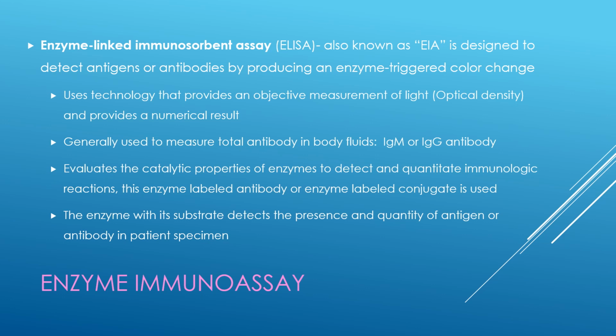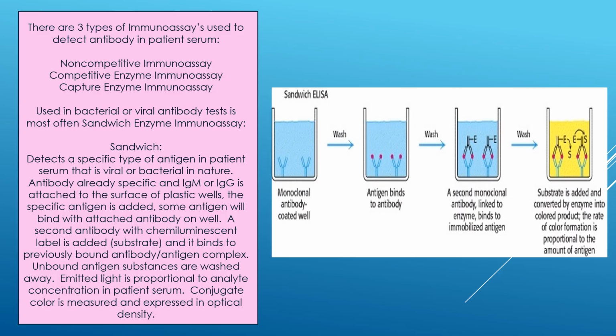Here we can evaluate the catalytic properties of enzymes to detect and quantitate immunologic reactions. This enzyme-labeled antibody or enzyme-labeled conjugate is used. The enzyme with its substrate detects the presence and quantity of antigen or antibody in patient's serum. We have three types of ELISA. One is called non-competitive, one is called competitive, and one is called capture ELISA. Capture is sometimes also known as sandwich ELISA. In the sandwich ELISA, we are looking for antigen of a pathogen. The antibody lines the wells, the substrate is added, unbound antibody is washed away, and the conjugate enhances the color reaction.